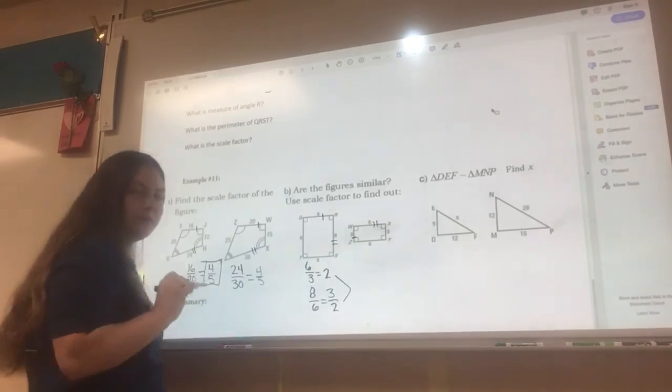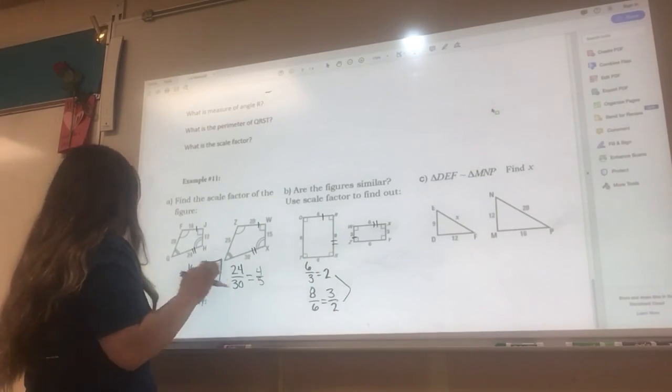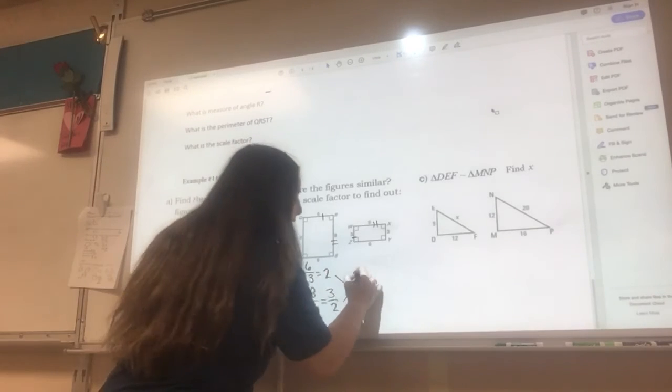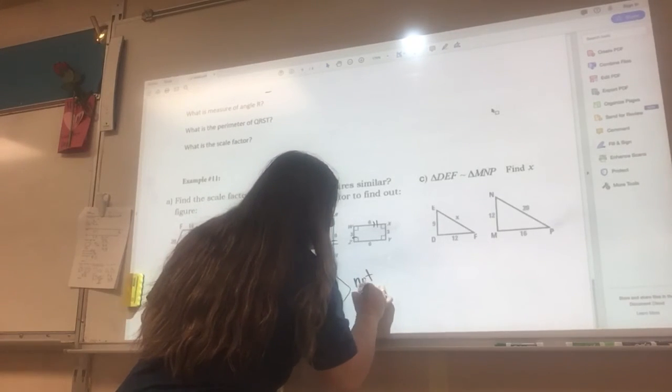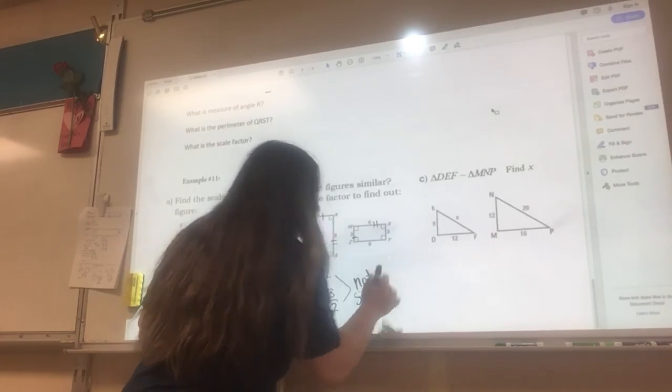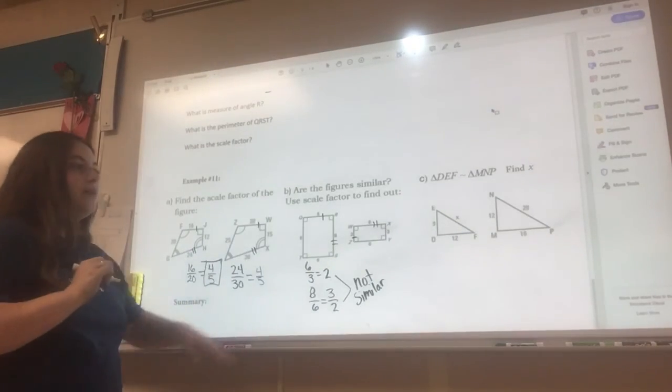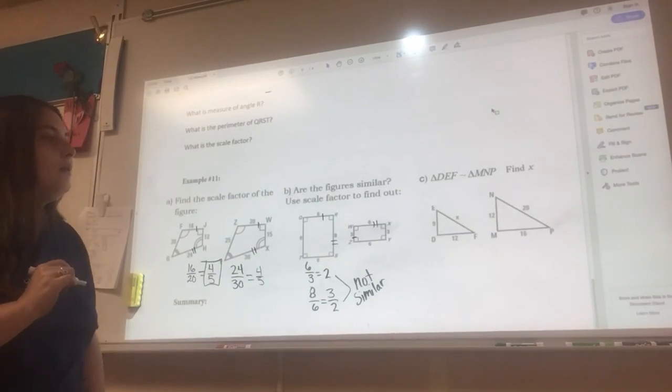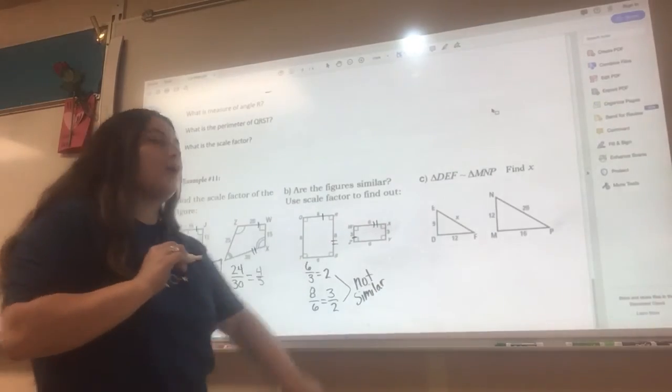Are these the same number? No. So since these are not the same number, they are not similar, and therefore do not have a scale factor. Okay, remember how to do those. And our last example for today.